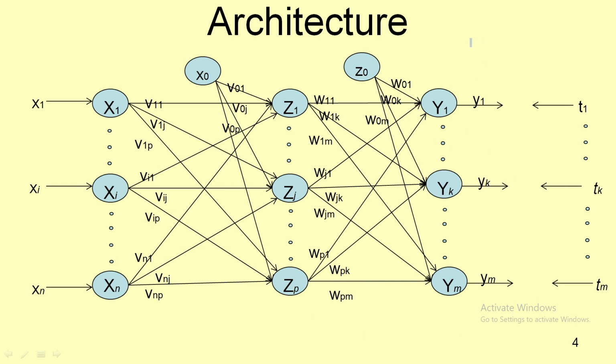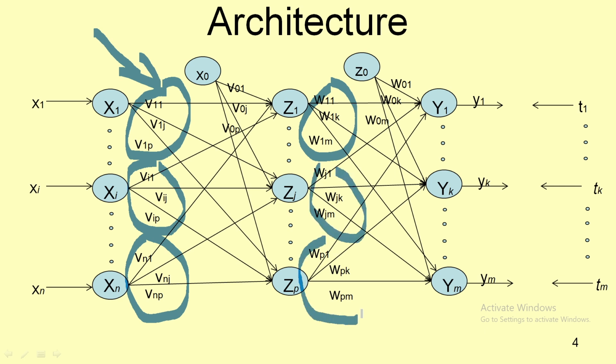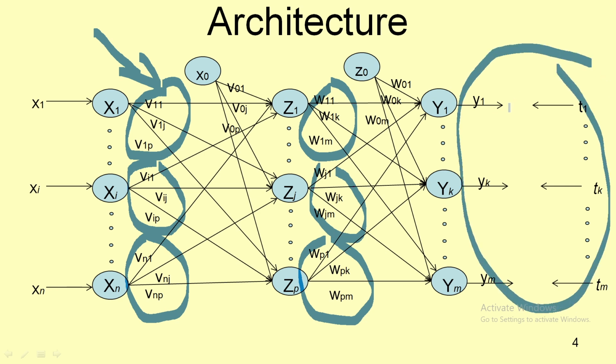Then all of these are used, and finally the new weight is calculated. Originally, before running this algorithm, the values V1J, V1P, Vi1, ViP, Vn1, all these values are randomly chosen, right? Maybe any value between 0 and 1. But after calculating the error value between the actual output and the target, the weight values are updated. That means the V values are updated between X1 and Z1, and the W values are updated between Z1 and Y1. Likewise for all the nodes of the hidden as well as the input layer nodes. So this is the process.